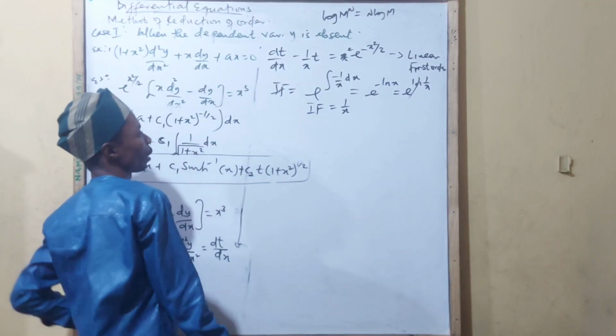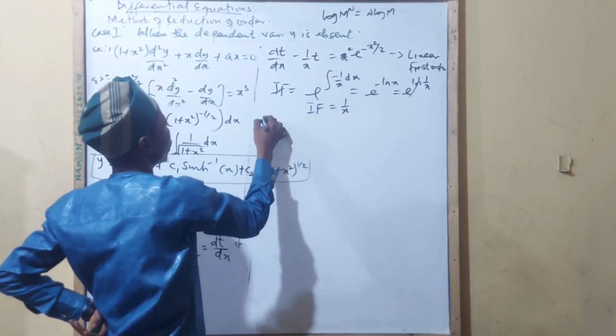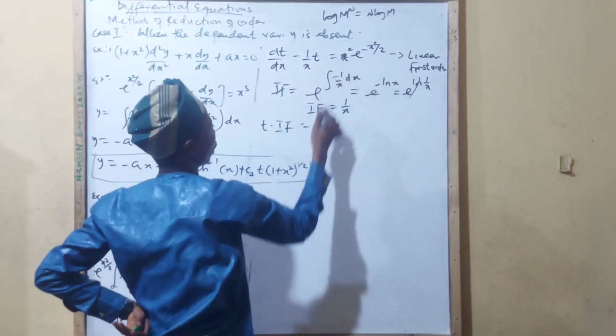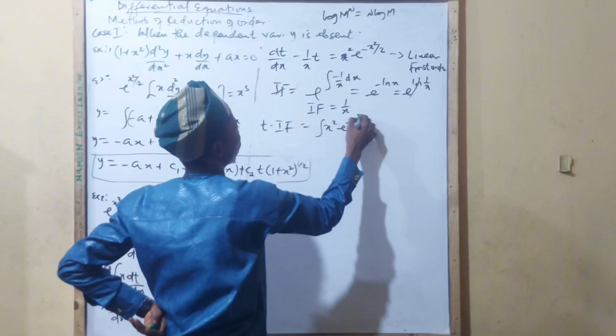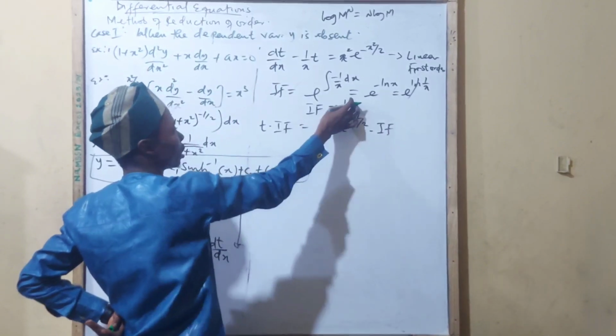So if our integrating factor is 1 over x, what is the solution of this one? So the solution will be t multiplied by integrating factor equals the integral of x squared e to the minus x squared over 2 multiplied by integrating factor. So integrating factor is 1 over x.